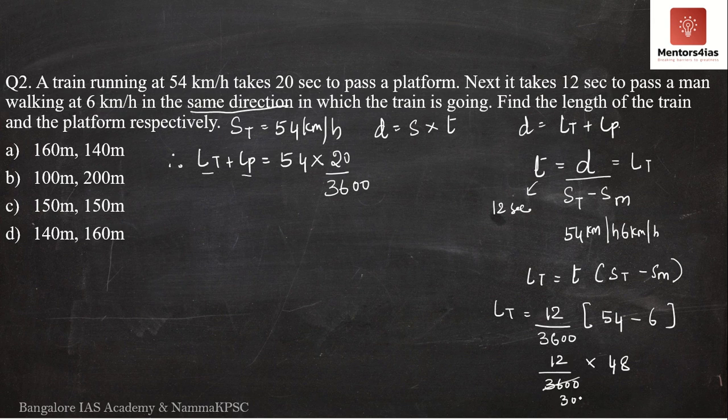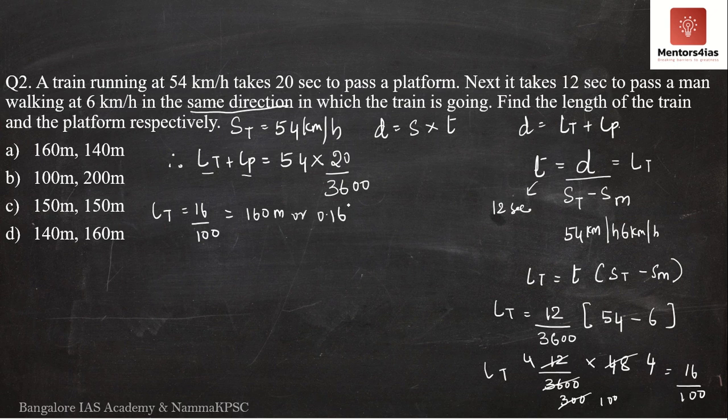12 threes are 36, so we have 300 over here. 12 fours are 48. 3 fours are 12. 300s are 300. Therefore, what do we have? 4 into 4, 16 divided by 100. That is LT, or I can say length of the train is nothing but 160 meters or 0.16 kilometers.